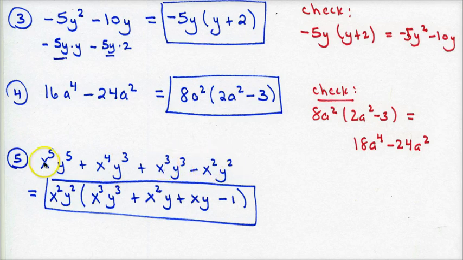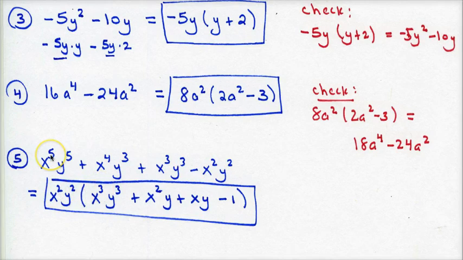What's the greatest number in common? Just 2 of them. What about the y's? There's 5 of them here, 3 of them here, 3 of them here, and 2 of them here. What's the greatest number in common? Just 2 of them. So that's my greatest common factor for all 4 terms, it has to be for the entire polynomial.